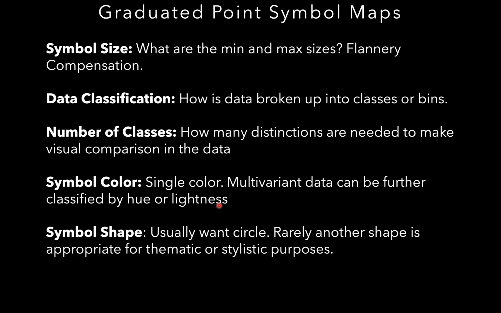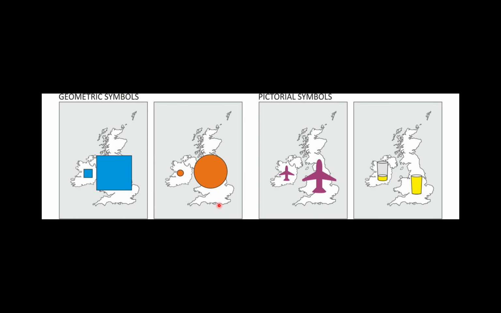All right. And then symbol shapes, typically we use circles. They're the more intuitive, easier to read of the different types of point symbols that we can use. And so usually a circle shape is the best shape, but you can use other shapes as well. Sometimes a pictorial symbol like an airplane or a liter of beer or other non-circle geometric symbols could be appropriate depending on your map application.